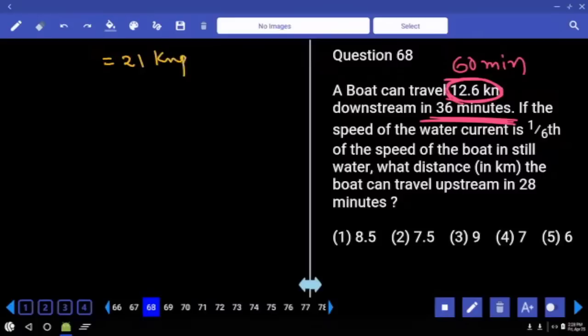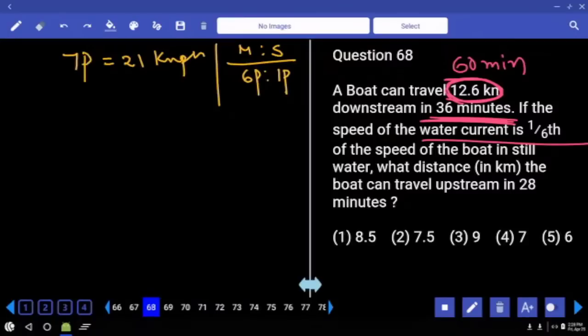Understood? Right. Next. The speed of the water current is 1/6 of the speed of the boat in still water. From this, the man speed to stream speed ratio is 6:1. 6 parts and then 1 part. Downstream speed from this ratio is 7 parts, equal to 21. From this you can get the 1 part value. We will get man speed, also stream speed, also upstream speed. Whatever you want, we can calculate.